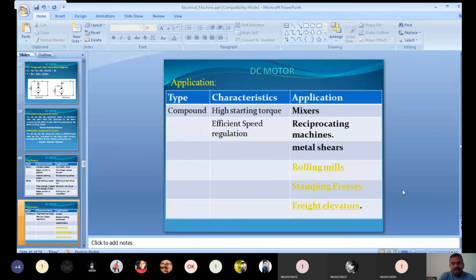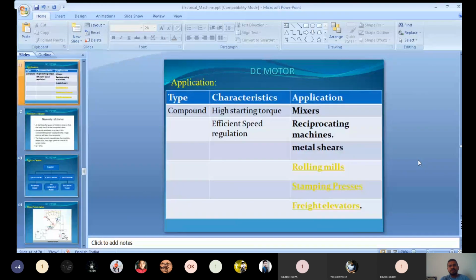Then compound motors. Compound motor has also high starting torque and its speed regulation is also efficient. Speed regulation is good and we also get high starting torque. Which are the applications? Mixer, reciprocating machines, metal shears, rolling mills, stamping presses and elevators. So these are also DC compound motor applications. This motor is also applied where high starting torque is required and where efficient speed regulation is required.